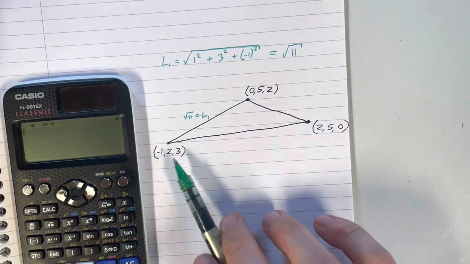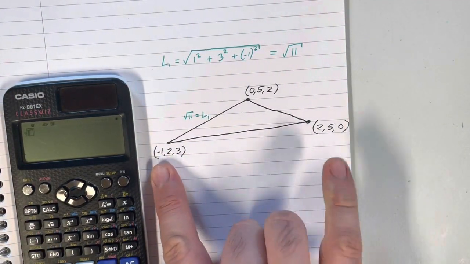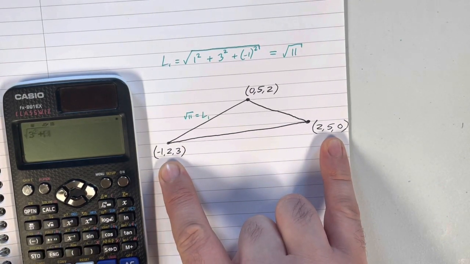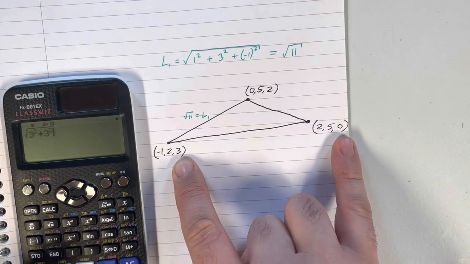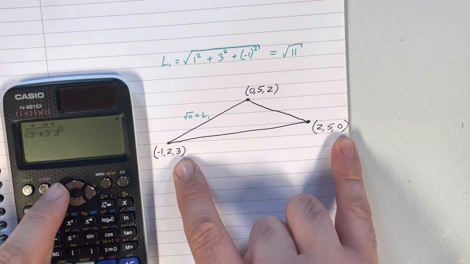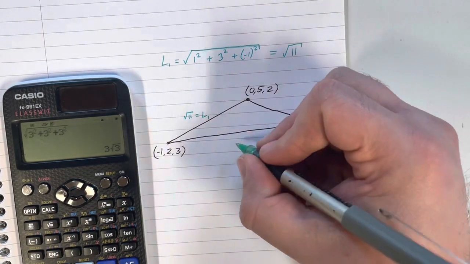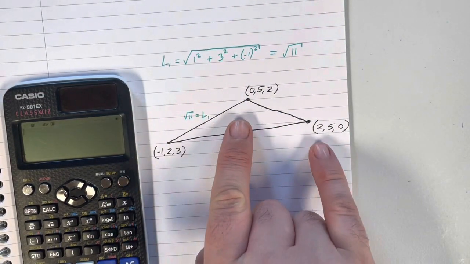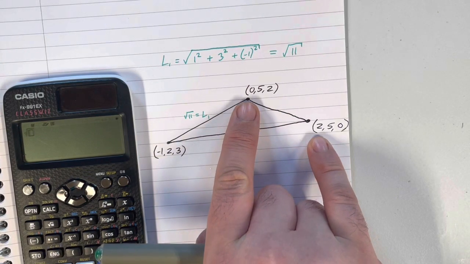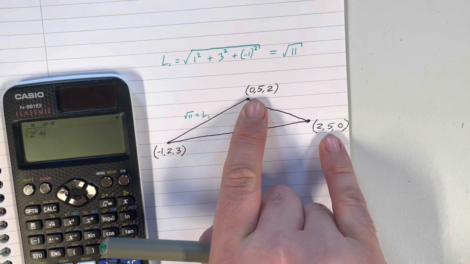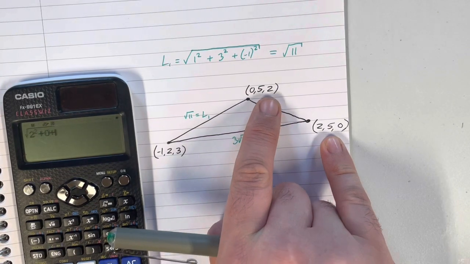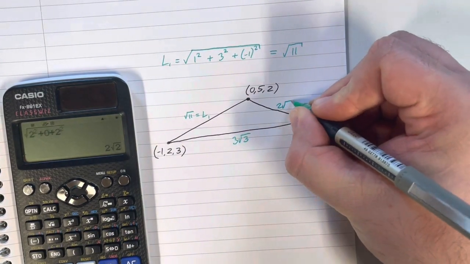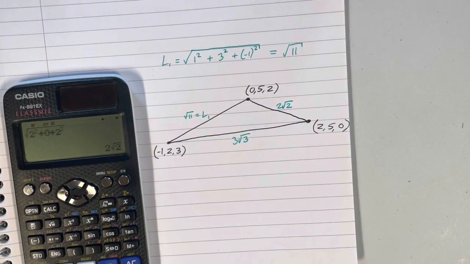All right, this length here. So square root of, difference in the x is 3, so that's 3 squared. Difference in the y is 3, so plus 3 squared. And the difference in the z is -3, so again, plus another 3 squared. And that gives me 3 root 3, or root 27, if you like. And then the difference between the x's here, we're going to have 2 squared. Plus the difference in the y's, which is 0. Plus the difference in the z's, which is 2. So we end up with 2 root 2. Okay, so those are the 3 lengths of my triangle.